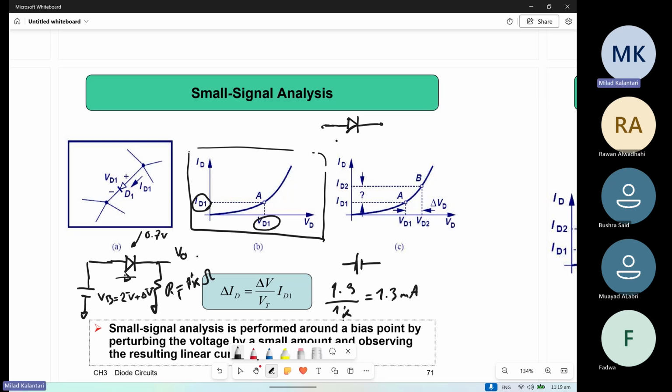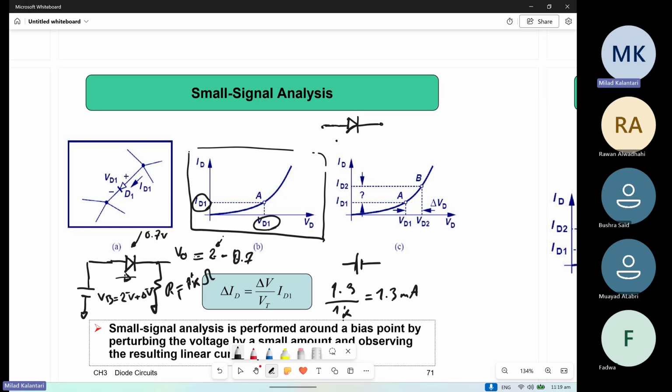Or if we care about Vout, Vout is 2 minus 0.7 always. If you increase this 2, the output also increases, but the difference is always 0.7. So this is not very accurate.